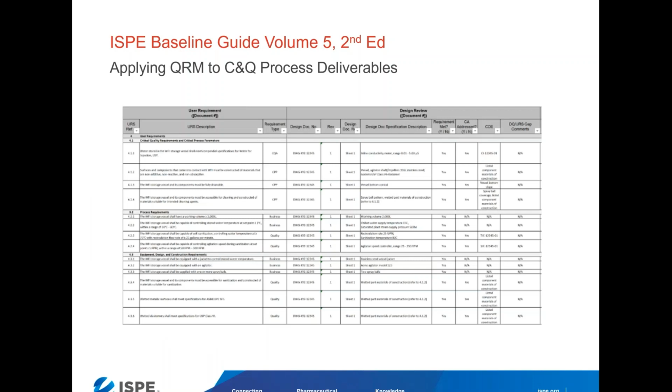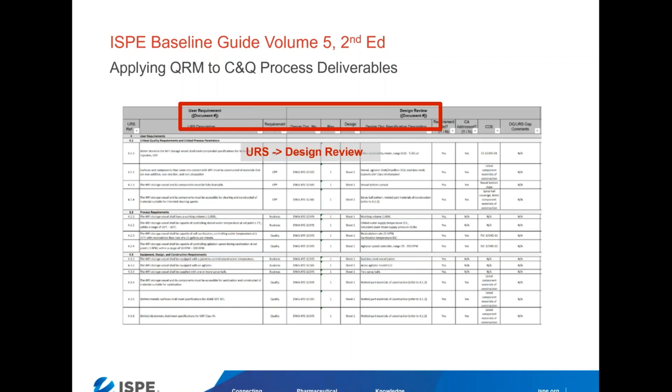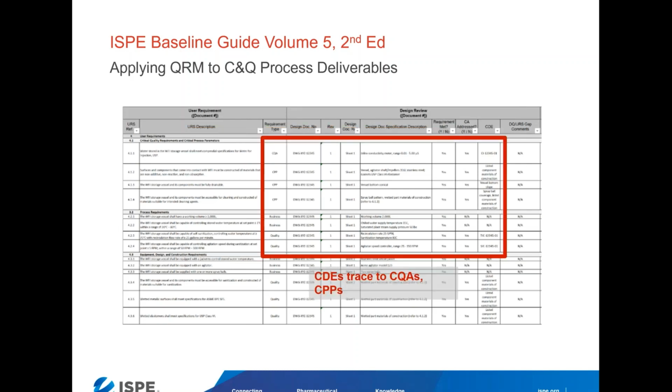And this is a trace matrix as the means of performing design review. Obviously, design review does not have to be done in this manner, but this is one approach. You directly trace the URS to the design. And we can see that our critical design elements trace to our CQAs and our CPPs.